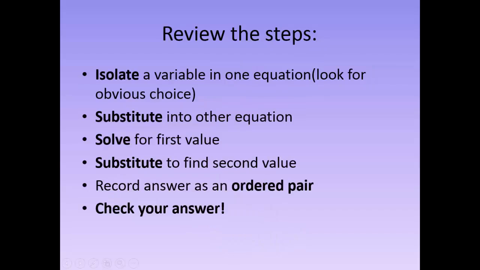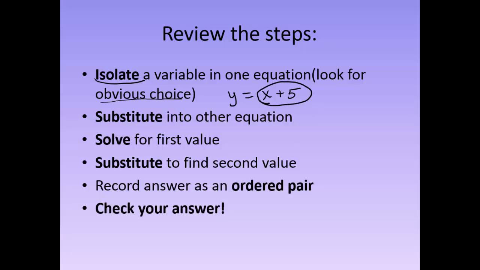Let's review the steps for solving with substitution. The first step is to isolate one of those variables. You're going to see 4 variable expressions in most problems, and you need to pick one of the variable expressions that looks like the obvious choice. Pick the easiest one to get that variable by itself. Once you have a variable expression like this, substitute this into the next equation.